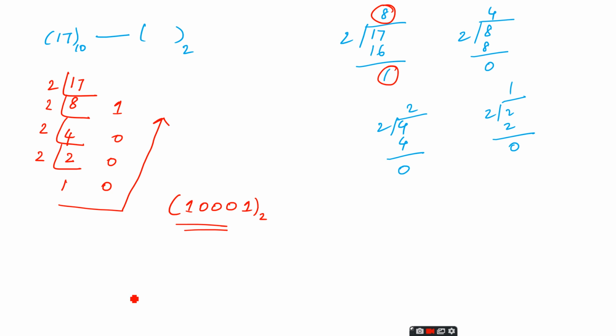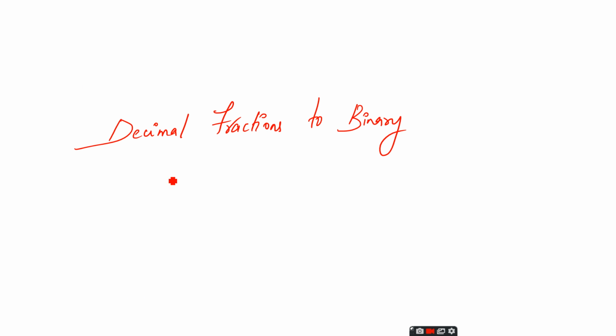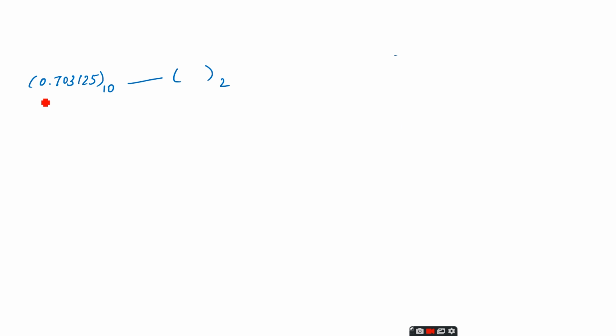Now, next we can learn how to convert decimal fractions to binary. Now see here, this is a decimal fraction. In order to convert a decimal number, we have to repeatedly divide that number by 2. Now, in order to convert a decimal fraction to binary, we have to repeatedly multiply that number by 2. Now see here, we will take the number 0.703125 and we have to multiply it by 2.